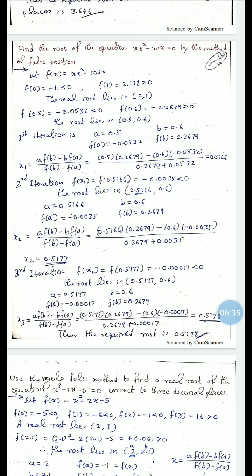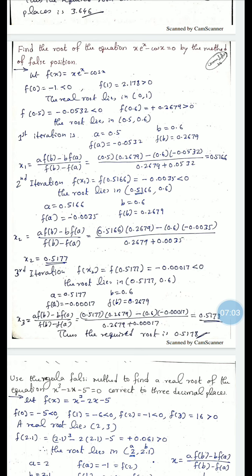Put all the four values in the regula falsi formula. x2 is equal to a into f of b minus b into f of a divided by f of b minus f of a. We get x2 is equal to 0.5177. So third iteration, put the x2 value in the given f of x, so that f of 0.5177 is equal to minus 0.00017, that is negative root.